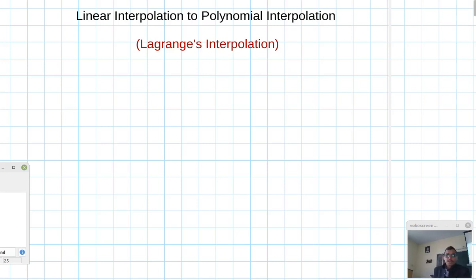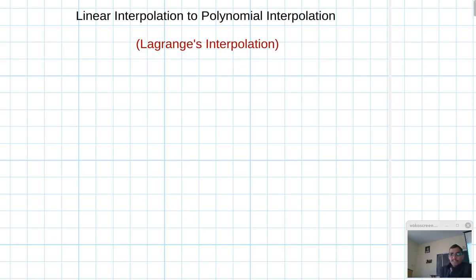So today I am going to start with the linear interpolation, then I will switch over from linear interpolation to the polynomial interpolation, and under this polynomial interpolation I will talk to you about Lagrange's interpolation, right? So Lagrange's interpolation is in your course, but linear interpolation is not in your course, right? So first of all, to introduce this interpolation, I will start with the linear interpolation, right?